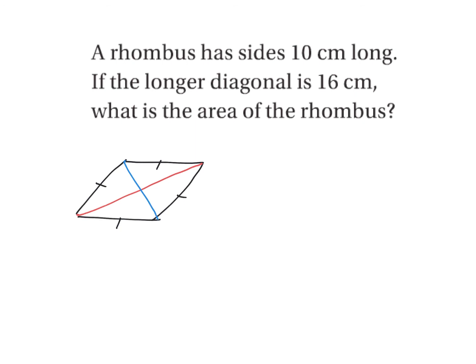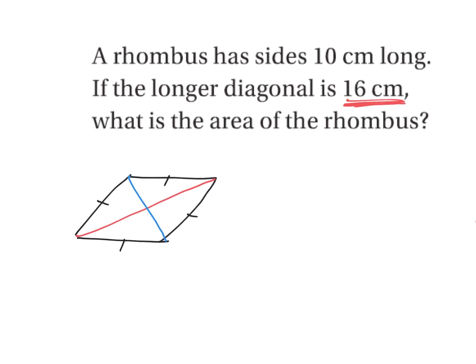Do a red and a blue like the notes did. Okay, so it's saying the longest diagonal, I'm going to call that the red one. That whole distance is 16. And the sides of the rhombus, the outside sides, are 10. So this is 10, this is 10, all of these are 10.